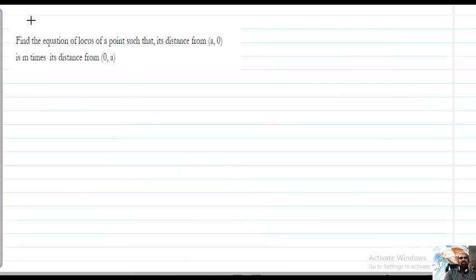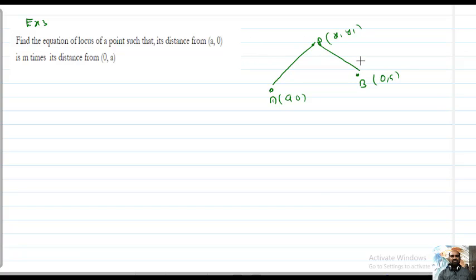Yeah, this is our third problem. Find the equation of the locus of a point such that its distance from (a, 0) is m times the distance from (0, a). Okay, this is A whose coordinates are (a, 0), and B is (0, a). Obviously this is a point on the x-axis, this is a point on the y-axis. So P is moving, say its coordinates are (x1, y1). What is the condition? The distance PA is equal to m times PB. That is the condition.